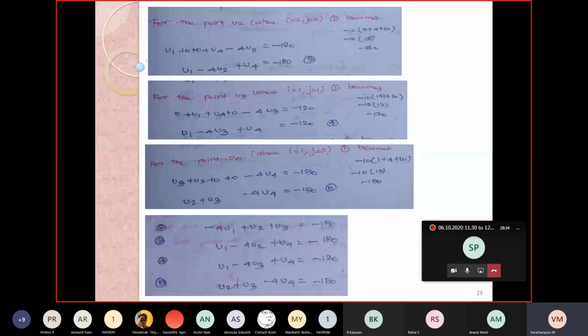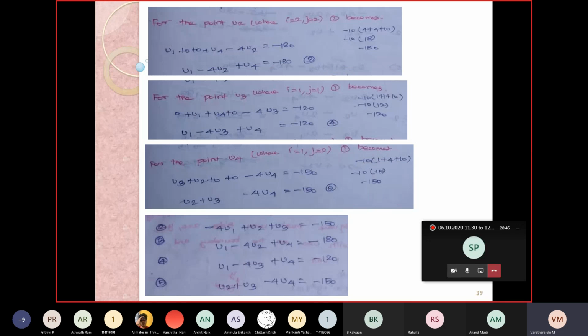Here I have solved using the basic methodology, but I request you to solve with the Gauss elimination method. Please apply the Gauss elimination method to find the various u.